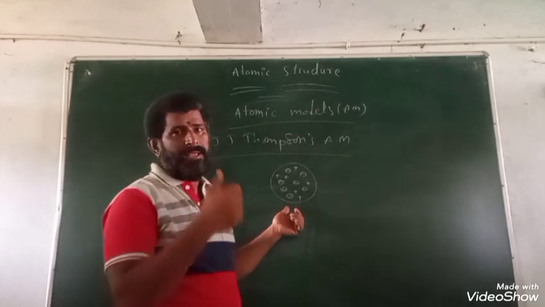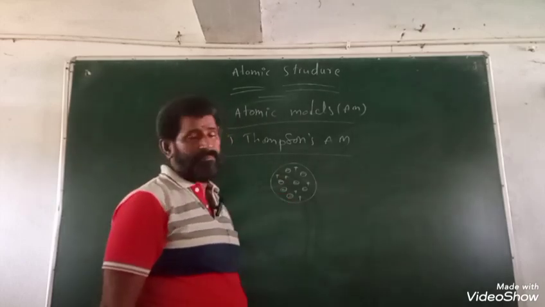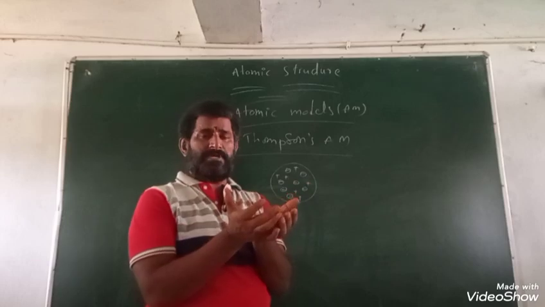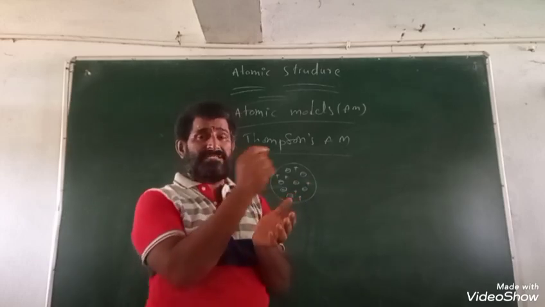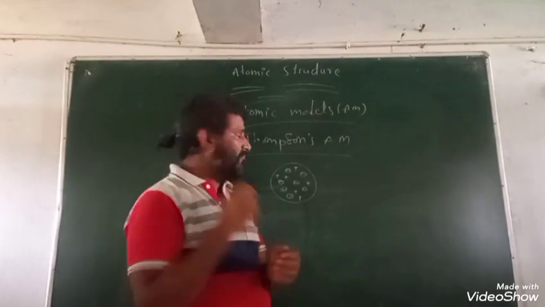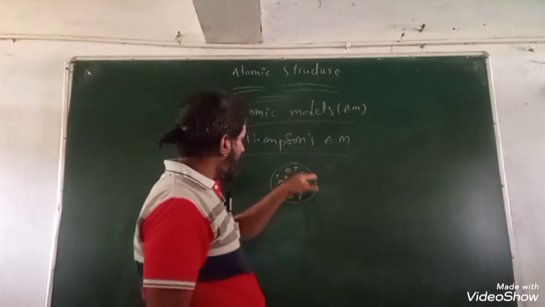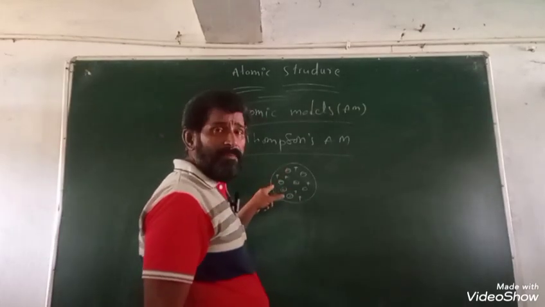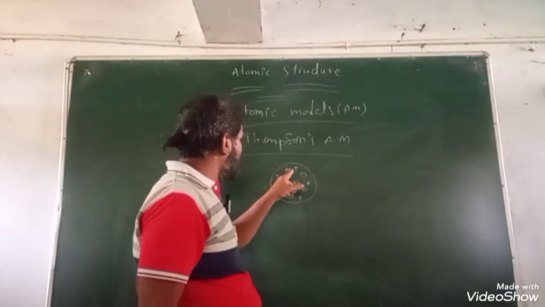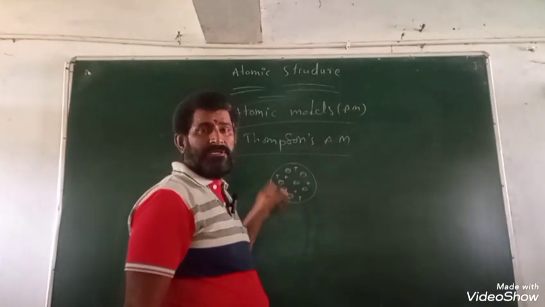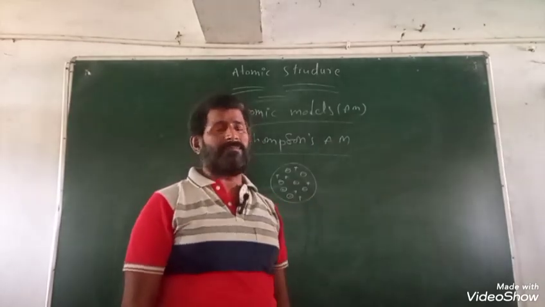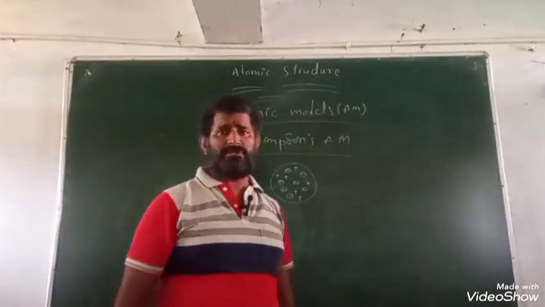J.J. Thomson compared an atom with a watermelon. As you know, in a watermelon, the mass is present throughout and the seeds are randomly present throughout the watermelon. In that way, the total pulpy matter in the watermelon is assumed to be protons and electrons are just like seeds. So what it says is, electrons are randomly distributed throughout the atom and protons are also randomly distributed.